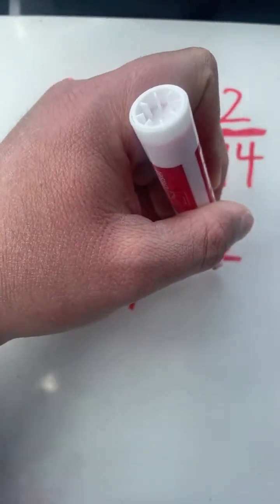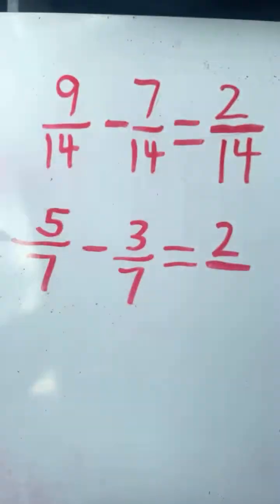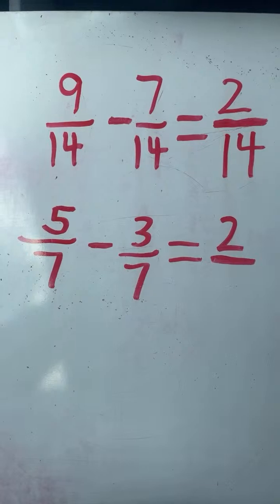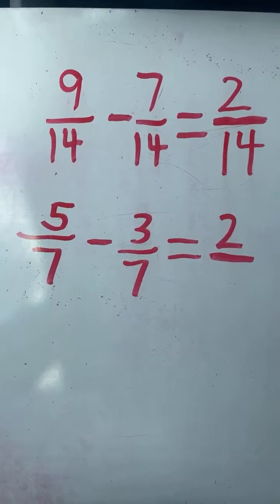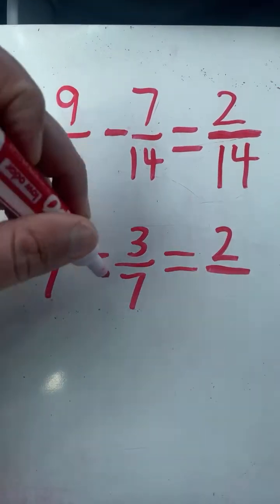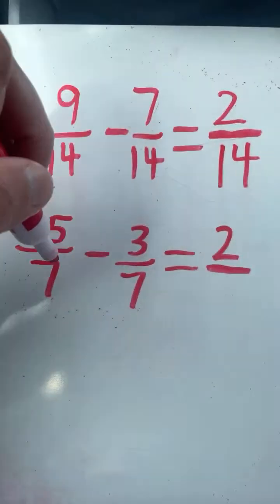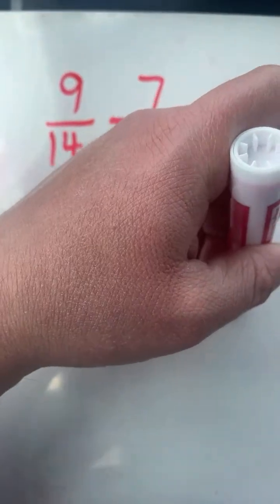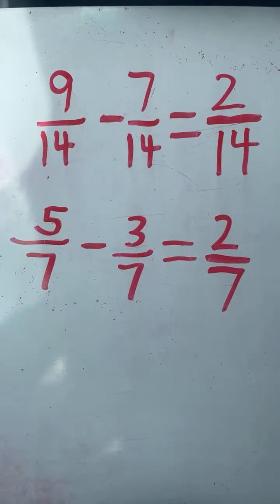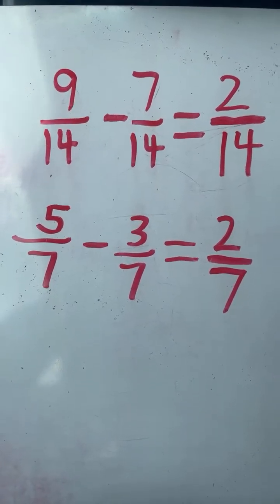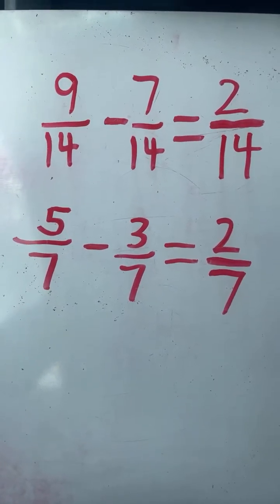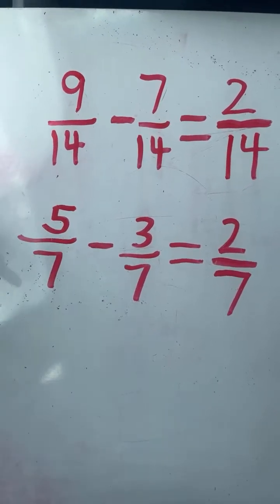Now the only difference between subtracting whole numbers and subtracting fractions is the denominator. The bottom number stays the same. So the denominator is 7 in both fractions we're subtracting. The denominator is going to be 7 in our answer. So 5/7 minus 3/7 equals 2/7. All right, next example.